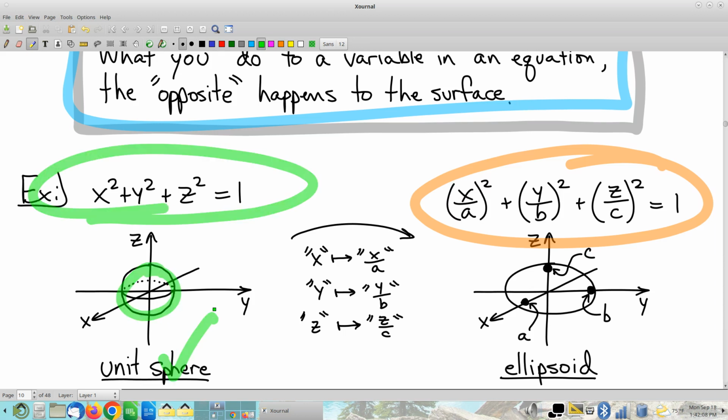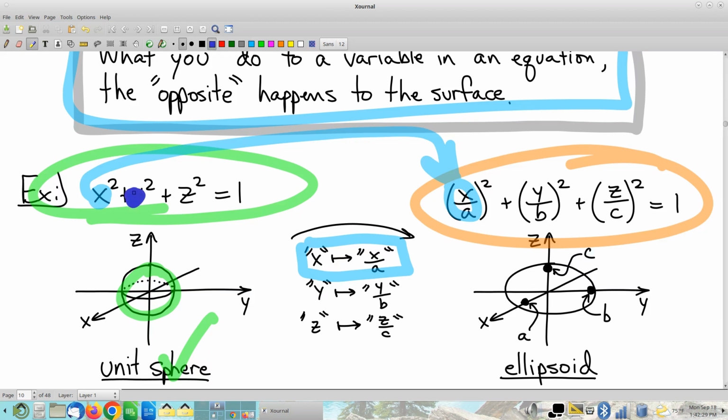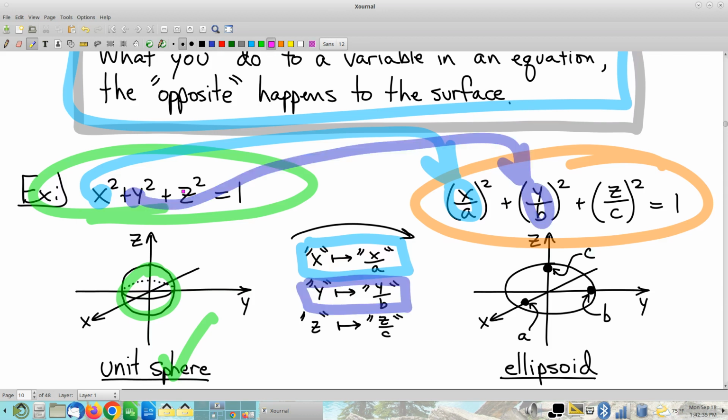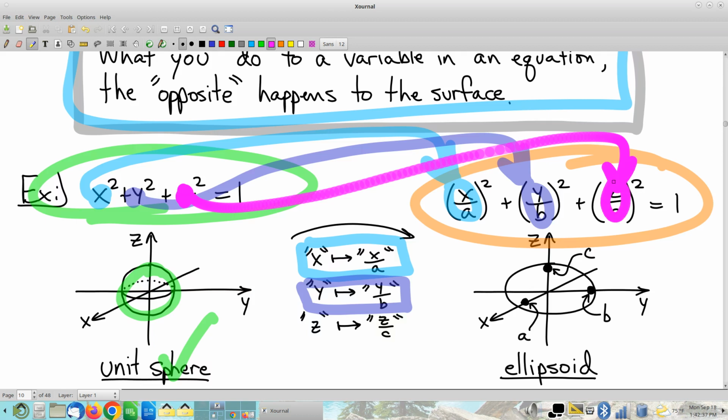That's a sphere, no problem. I can understand this one from various different points of view. So all I have to recognize is that the difference between the green equation and the orange equation is that x is replaced with x over a, y is replaced with y over b, and z is replaced with z over c. So three algebraic replacements that I've done.